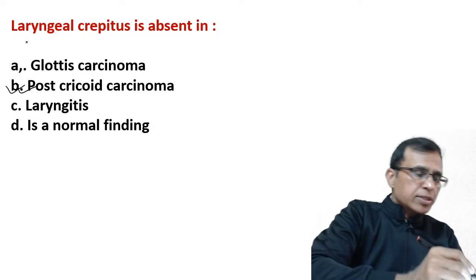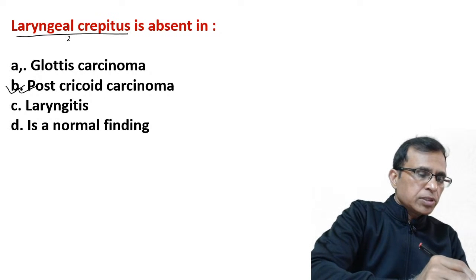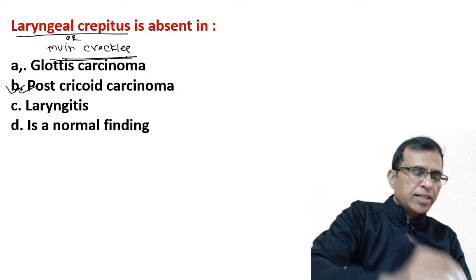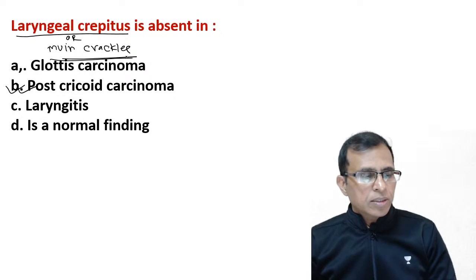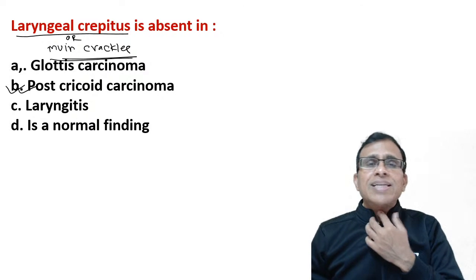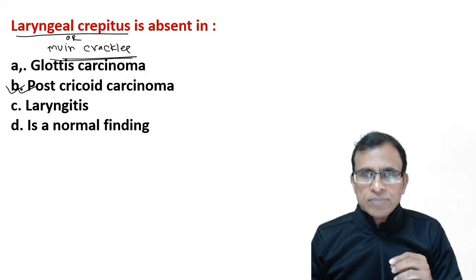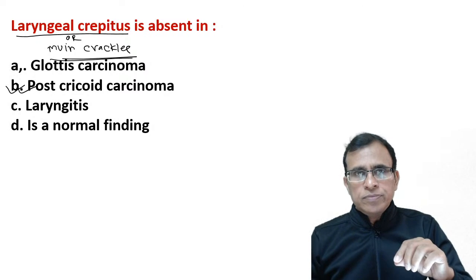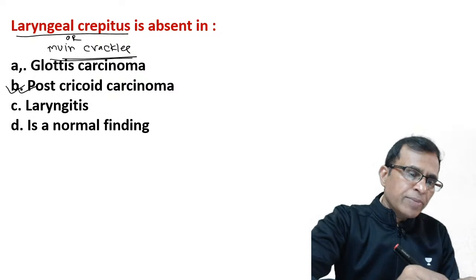Now laryngeal crepitus is also called Muir's crackles. This is the second name of laryngeal crepitus. What is this? See, we all know that the larynx is made up of cartilages, and the lowermost cartilage of the larynx is the cricoid cartilage. So again, that similar diagram.